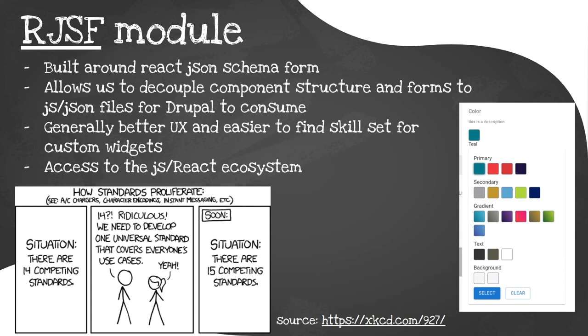It also allows for generally better UX, I think. All these forms are built on Material UI, which I personally just like right now better than Claro or even Gin. And because it's React, it's generally easier to find the skill set to build out new widgets. On the right here, it's very difficult to see, but if you access the tiny URL, that's a color picker we actually just recently built using RJSF. It supports gradients, it supports transparencies. It's just a very nice color picker that is difficult to find right now in the contrib space in traditional Drupal. And then, yeah, we get access to the entirety of the JavaScript and React ecosystem when we do want to build something new. So there's that.